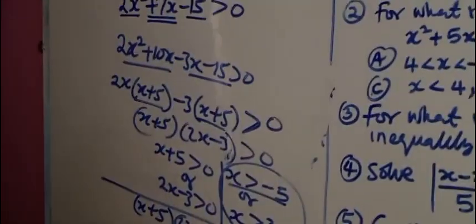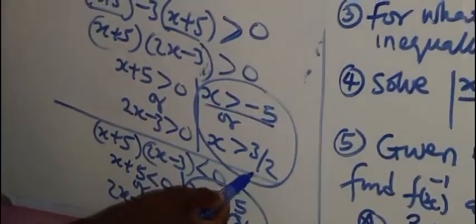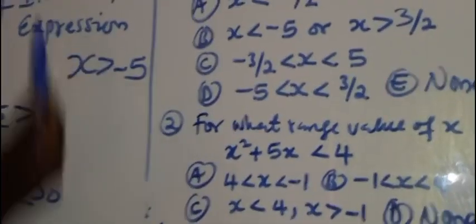Sorry, I saw a mistake there. That is 3/2. Okay? Now, so you pick x greater than -5. Because if x is greater than -5, by the time you begin to list those values that are greater than -5, you definitely reach this. But if you start from x greater than 3/2, you will have cut off so many numbers, including -5.